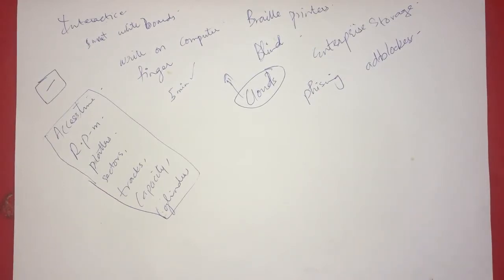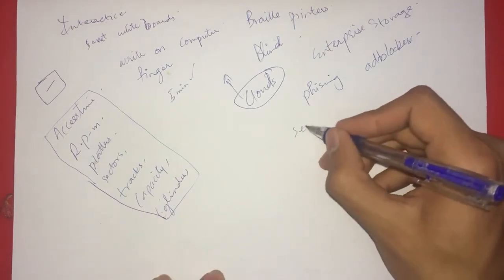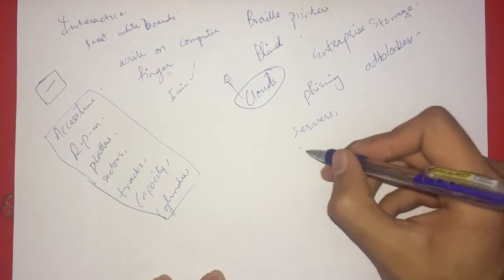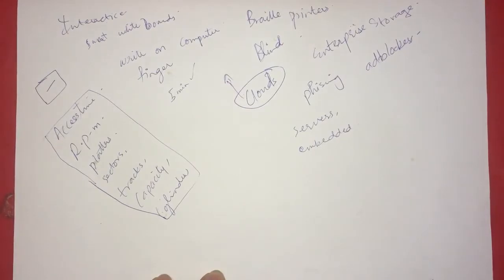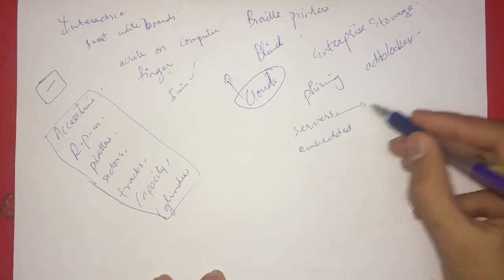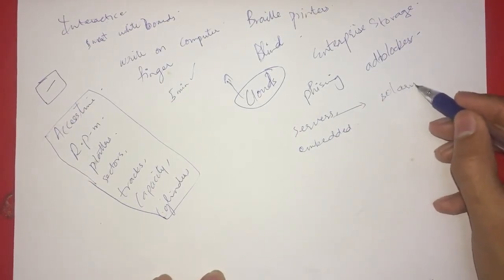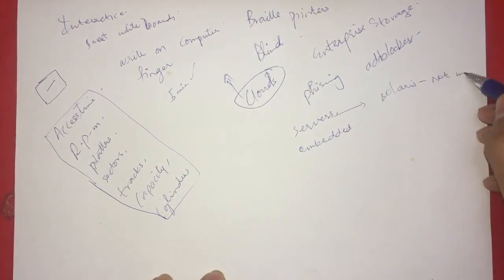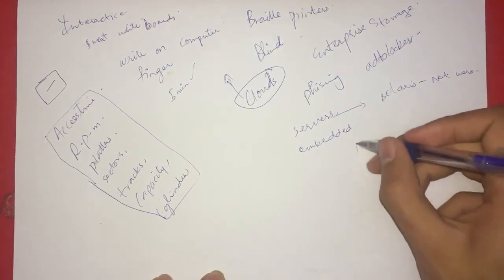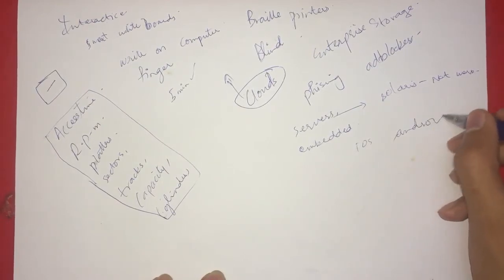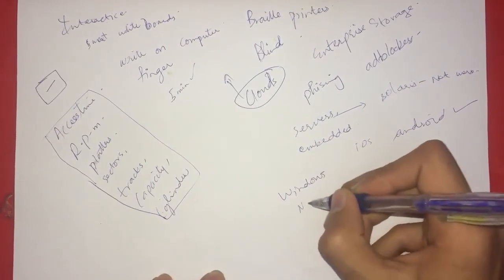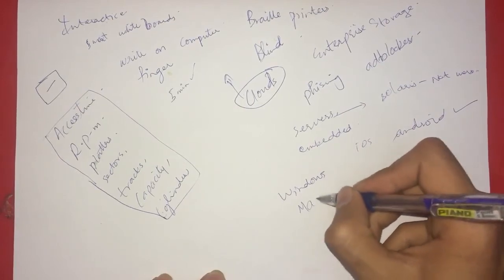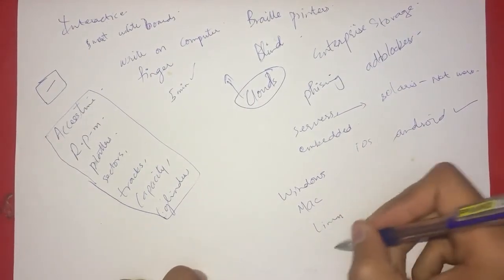Then you have the operating systems. You have servers, embedded, and I forgot the name of the third one. In servers you have Solaris, NetWare, and in embedded you have iOS, Android, and that kind of stuff. And for the other one, I forgot the name. You have Windows, Mac, and Linux or Unix.